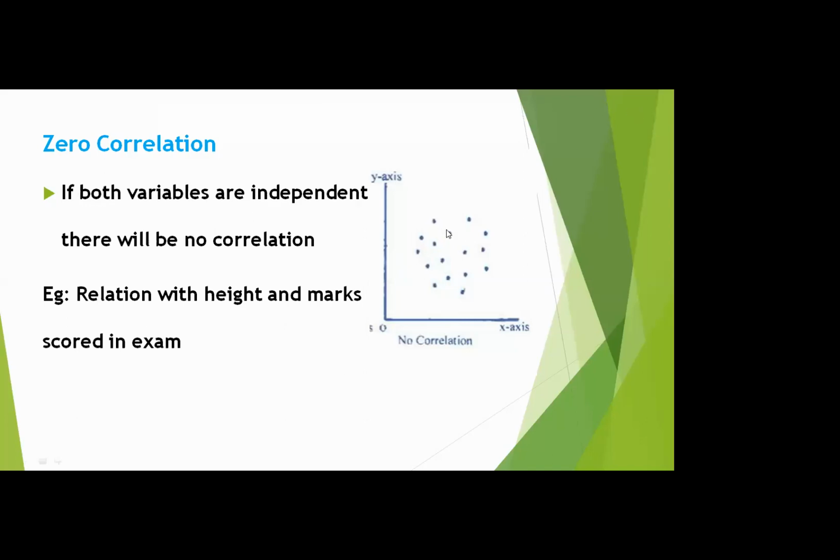So in zero correlation, the data will be scattered like this. Here we can't predict any kind of trend, whether it is positively spread or negatively spread. Any kind of relationship we can't observe in this scatter diagram. Such relationships are called zero correlation.